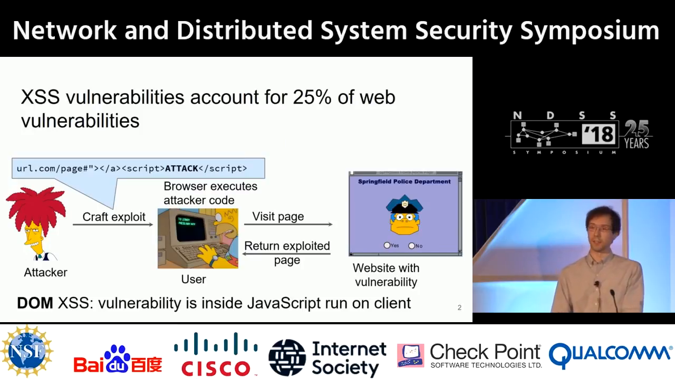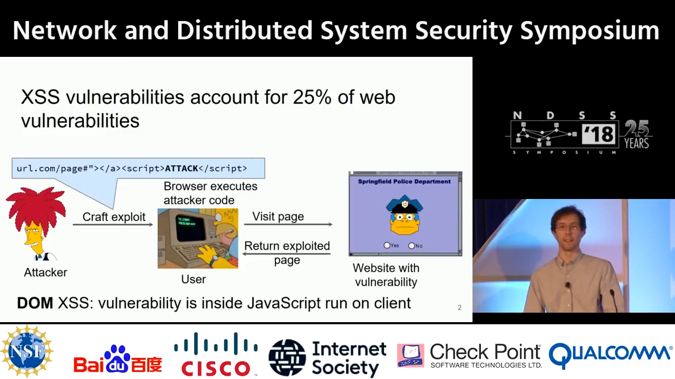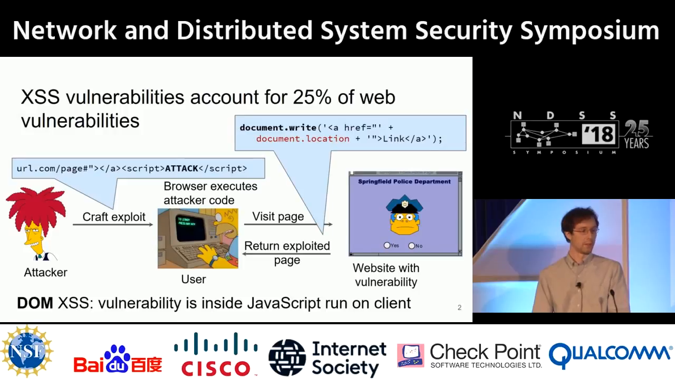Now, DOM cross-site scripting is a case of cross-site scripting vulnerability where the vulnerability is entirely inside the JavaScript that's run in the browser. So for example, here is a short example of a simple DOM cross-site scripting vulnerability where part of the URL is concatenated with markup and then injected into the page.